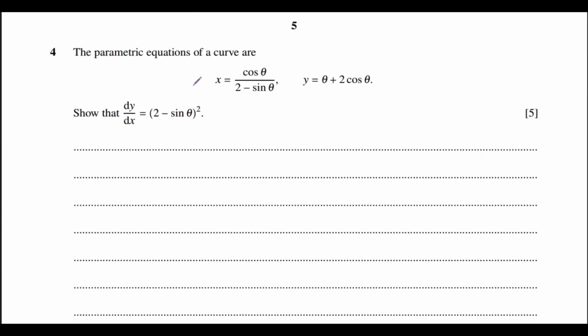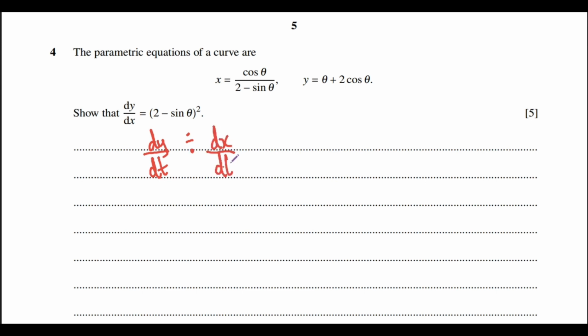Let's do a question for parametric differentiation, so it makes more sense. It's question 4. The parametric equations of a curve are x is equal to cos theta over 2 minus sine theta, and y is equal to theta plus 2 cosine theta. Show that dy by dx is equal to 2 minus sine theta all squared. Okay, we know how to find dy by dx. So we need dy by dt divided by dx by dt.